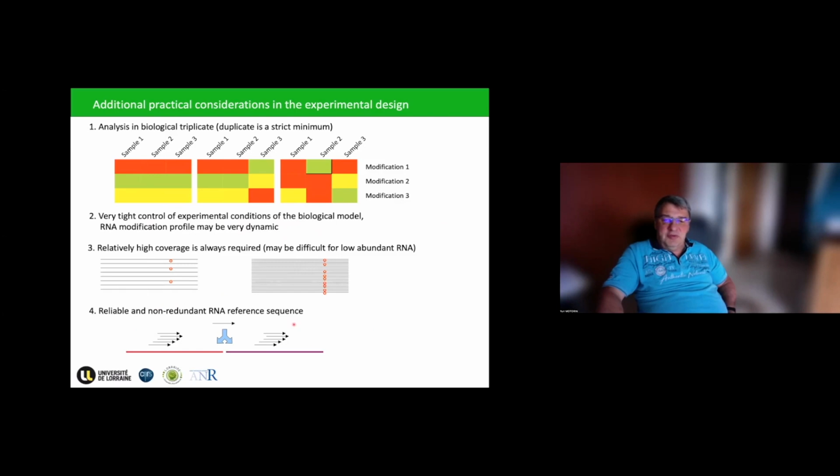And what was not discussed really a lot for tRNAs, but for many RNAs, we need non-redundant and reliable reference sequence to map the reads on them.